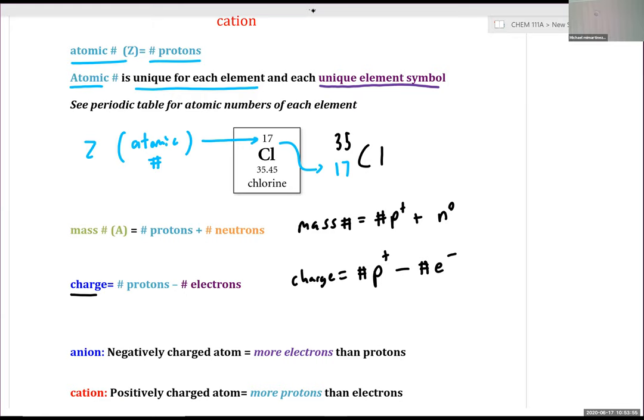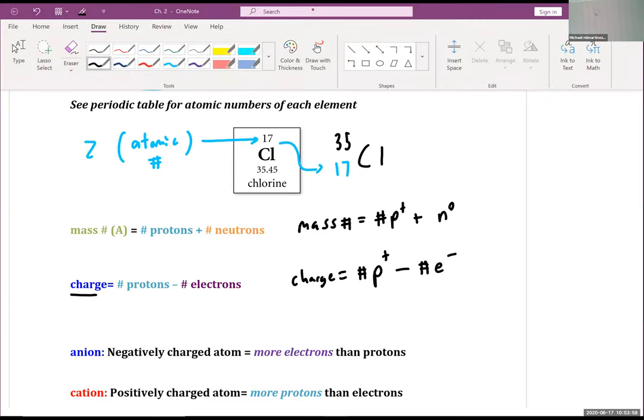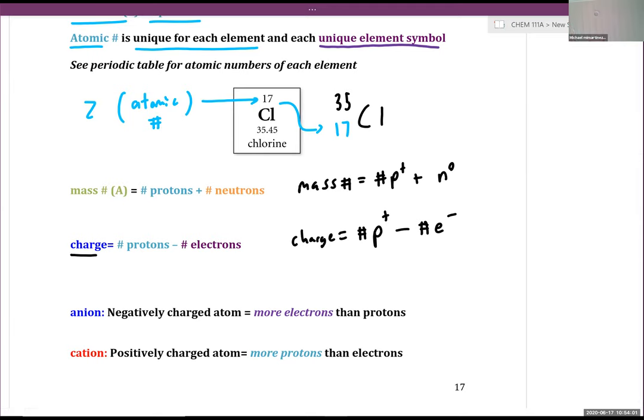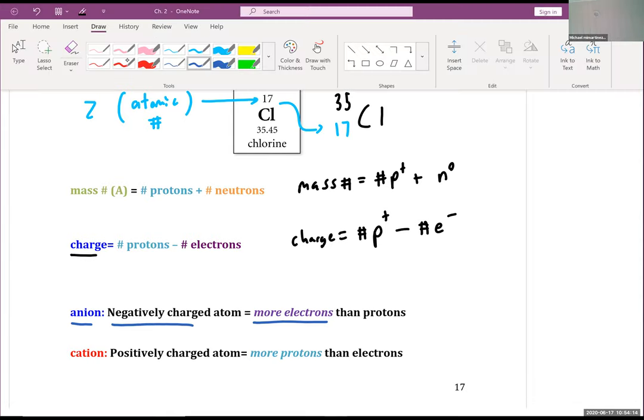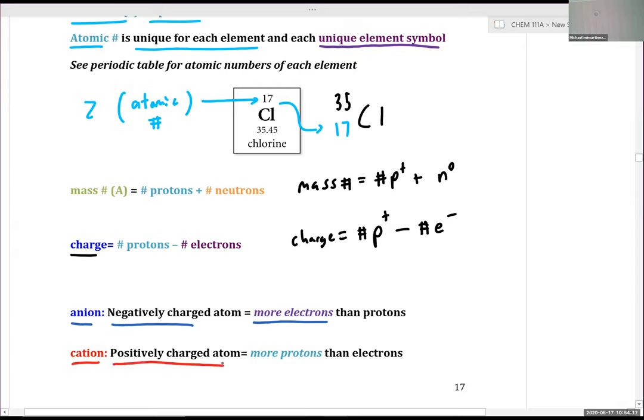We have special phrasing for different types of charged particles. We call a negatively charged atom an anion. Anions have more electrons than protons. We call a positively charged particle or positively charged atom a cation. In this case, it has more protons than electrons. Any questions so far? If not, let's continue on.